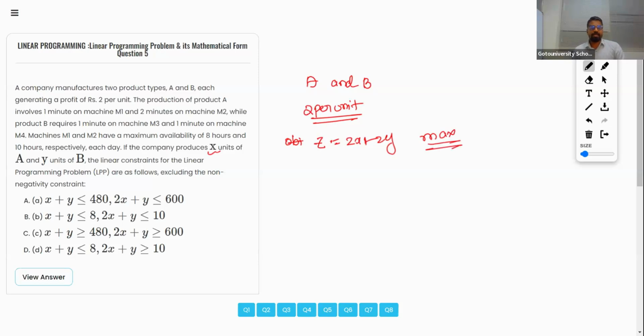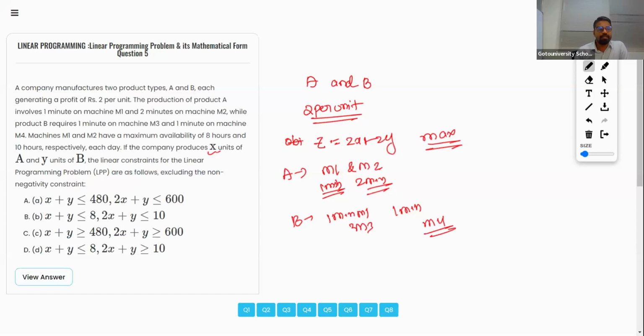But that's not our question. They're asking for our constraints. The constraints can be how much? So A can be manufactured with M1 and M2: 1 minute on M1 and 2 minutes on M2. Whereas B requires 1 minute on M3 and 1 minute on M4. So machines M1 and M2 have a maximum availability of 8 hours.